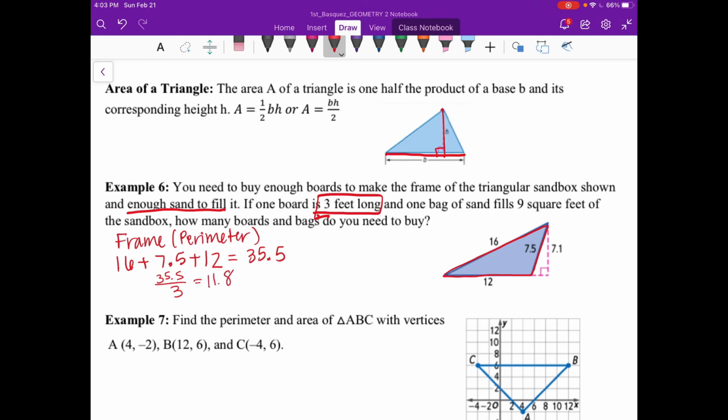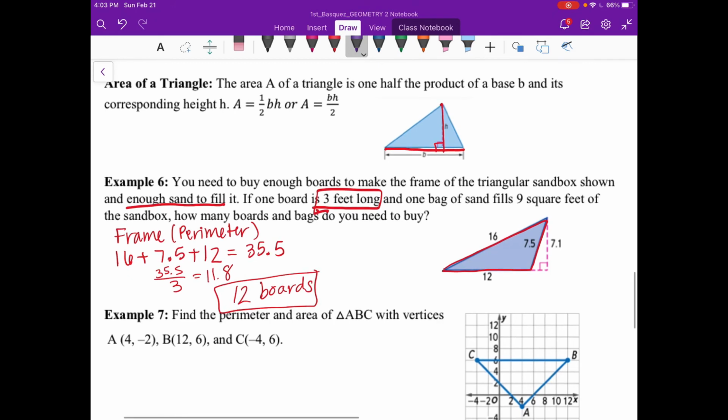Now, you can't just buy parts of the boards. You have to buy full ones, right? So I'm going to round up to 12 boards total. So 12 boards are going to help me enclose this triangular sandbox. Then I have to figure out how much sand to buy. To do that, I need to figure out the area of this triangle, because it's telling me that a bag fills 9 square feet.